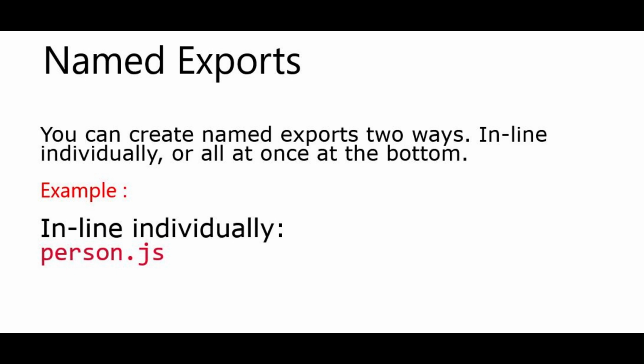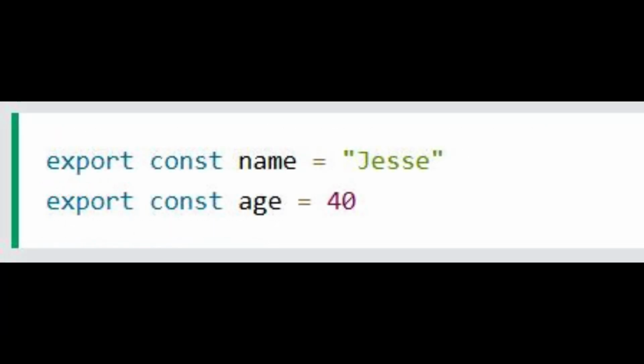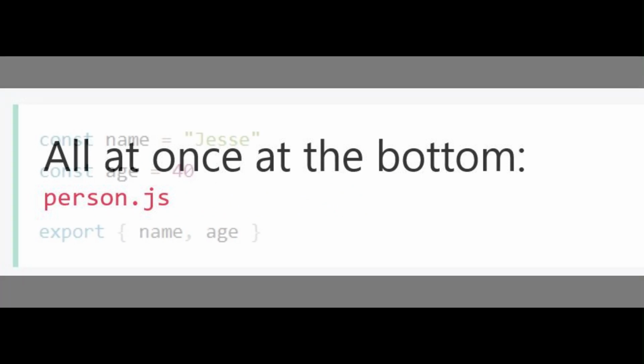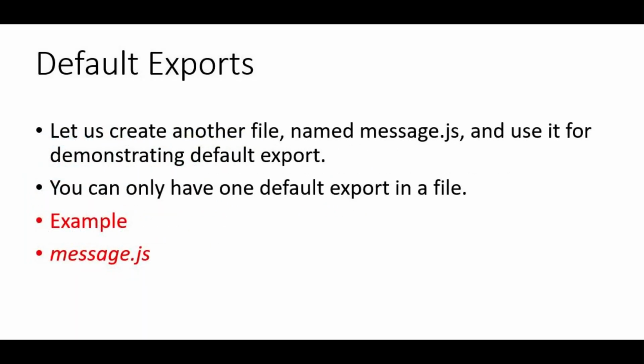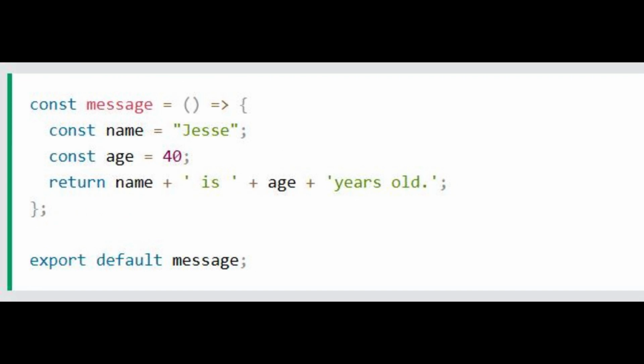Example. Inline individually. Person.js. Code. All at once at the bottom. Person.js. Code. Default exports. Let us create another file, named message.js, and use it for demonstrating default export. You can only have one default export in a file. Example. Message.js. Code.